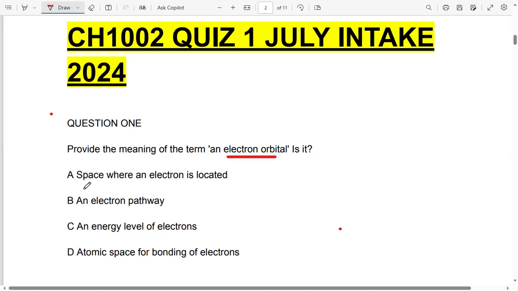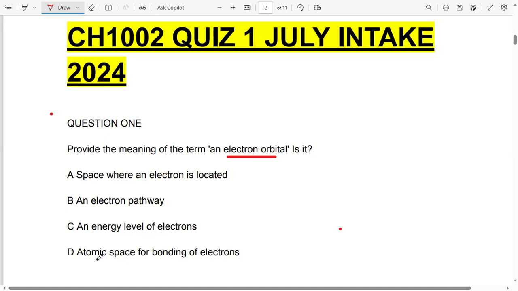When you look at these answers, which one is close to what I've defined? A says space where an electron is located, so that is close, and we can keep that answer. Then B says an electron pathway. No, an electron orbital is not a pathway. C says an energy level of electrons. No, that is not correct. D says atomic space for bonding of electrons. No, the electron orbital is not used for bonding.